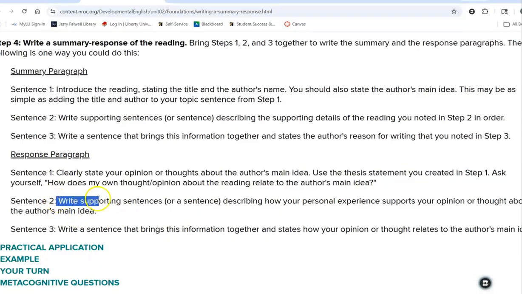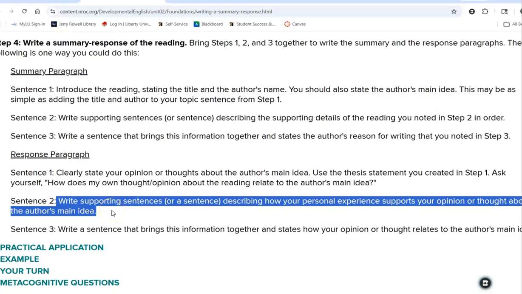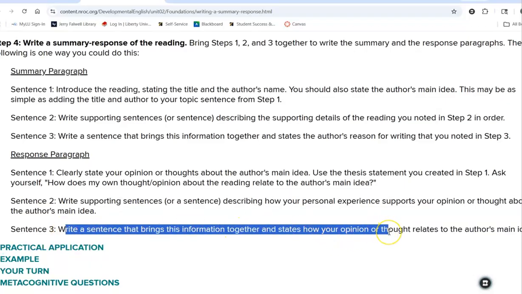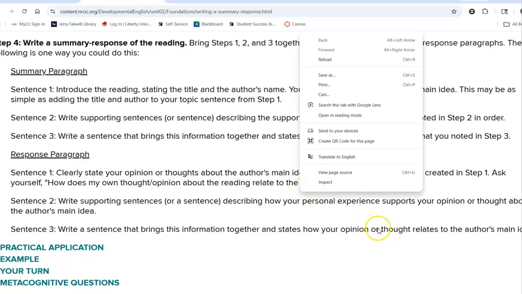Give some supporting sentences and arguments. Why do you think this? Why do you believe this? What are the reasons? What's the evidence that you have? And then you wrap it up with a sentence that brings some closure, like a closing thought or idea that wraps things up nice and neat. Okay.